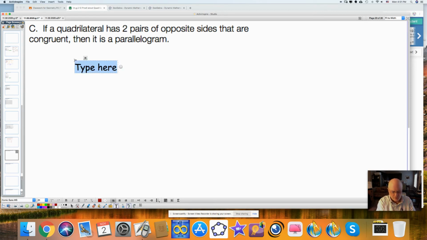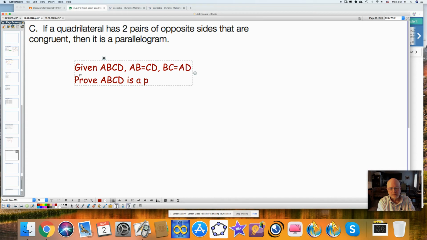So here we have a quadrilateral. So given ABCD, and it has two pairs of opposite sides that are congruent. So I'm going to say AB is equal to CD, and those are opposite sides. And I could say BC is equal to AD. That is, the measure of segment BC is equal to the measure of segment AD. Prove that it's a parallelogram.